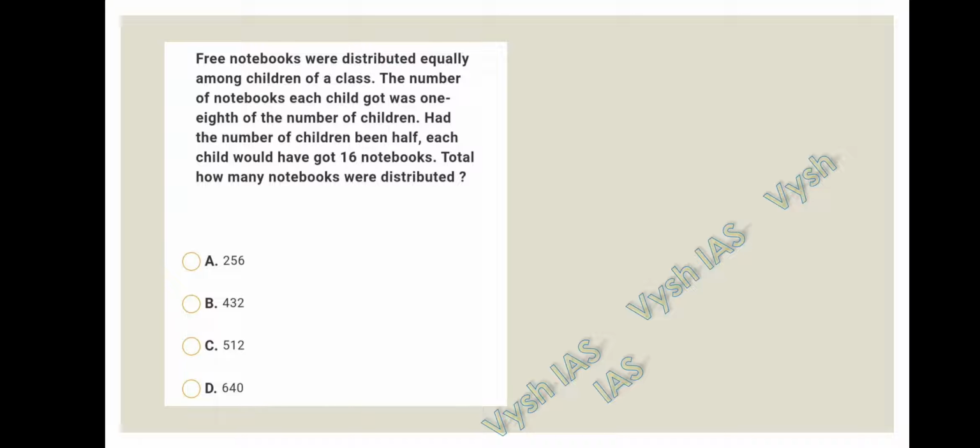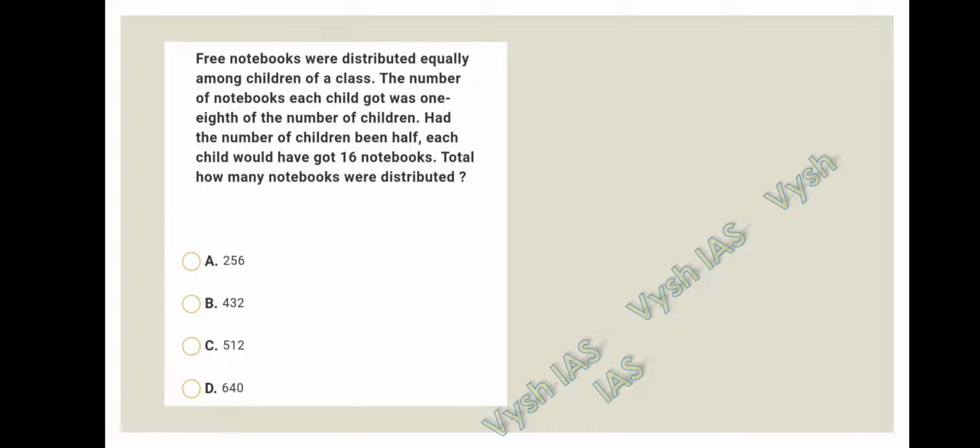This is the last question for the day. Free notebooks are distributed equally among children of a class. The number of notebooks each child got was 1/8 of the number of children. Had the number of children been half, each child would have got 16 notebooks. In total, how many notebooks were distributed?